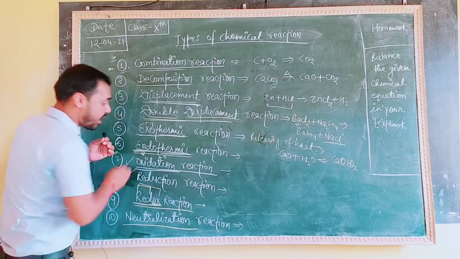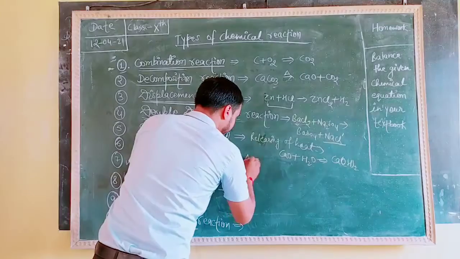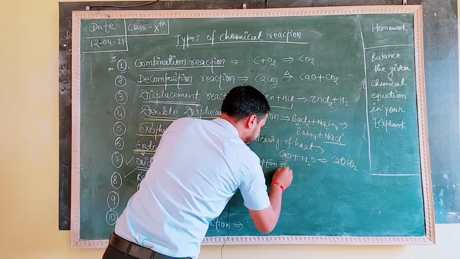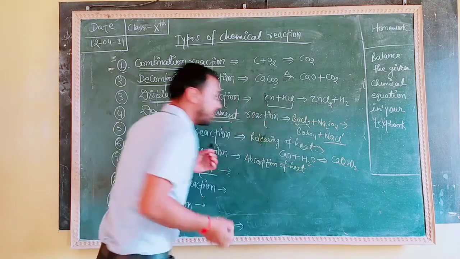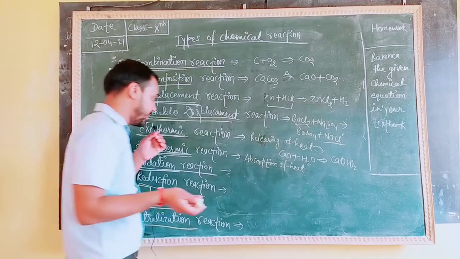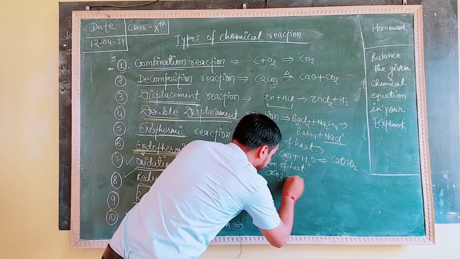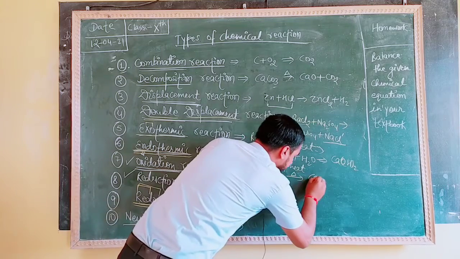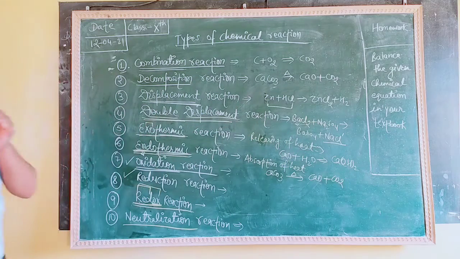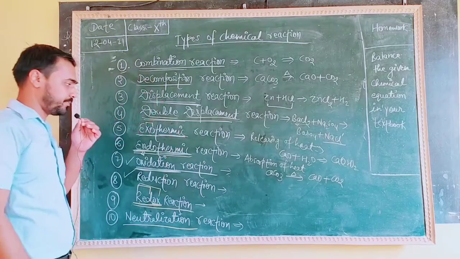The next topic is endothermic reaction. Endo means absorption and thermic means temperature, means absorption of heat, means the reaction which requires heat to complete it, that is known as endothermic reaction. What will be the example? So here we can write: when calcium carbonate is heated it becomes calcium oxide and carbon dioxide, that is generally known as endothermic reaction.